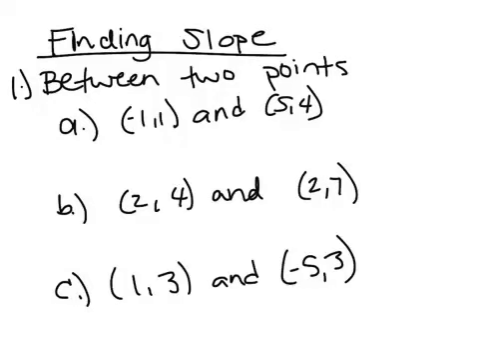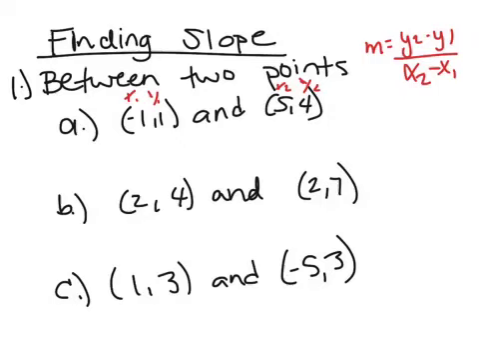Alright, now we want to look at finding the slope of a line. There's a few different ways we can find the slope. One way is between 2 points. And when you're looking at between 2 points, you want to remember the slope formula that m equals y2 minus y1 over x2 minus x1. Remember that your first ordered pair is x1, y1, and then your second ordered pair is x2, y2.